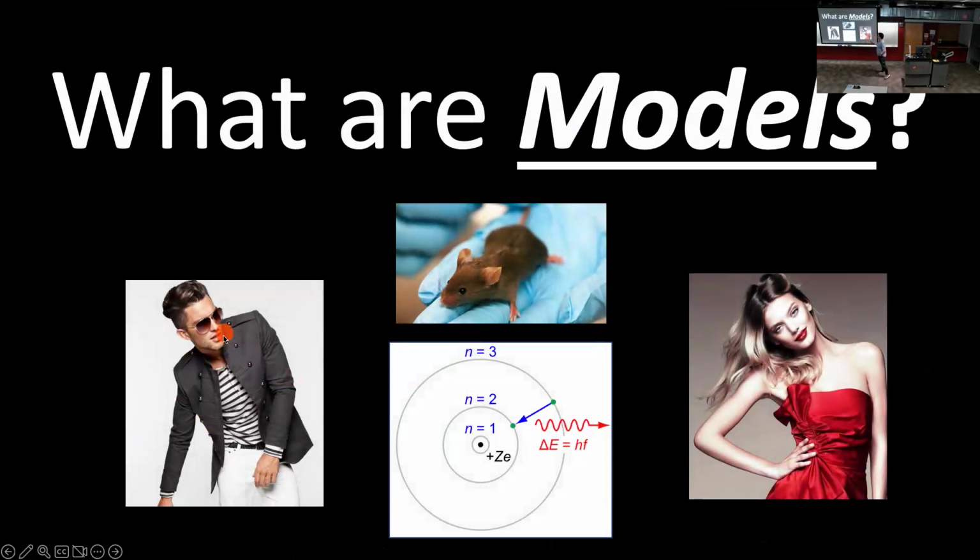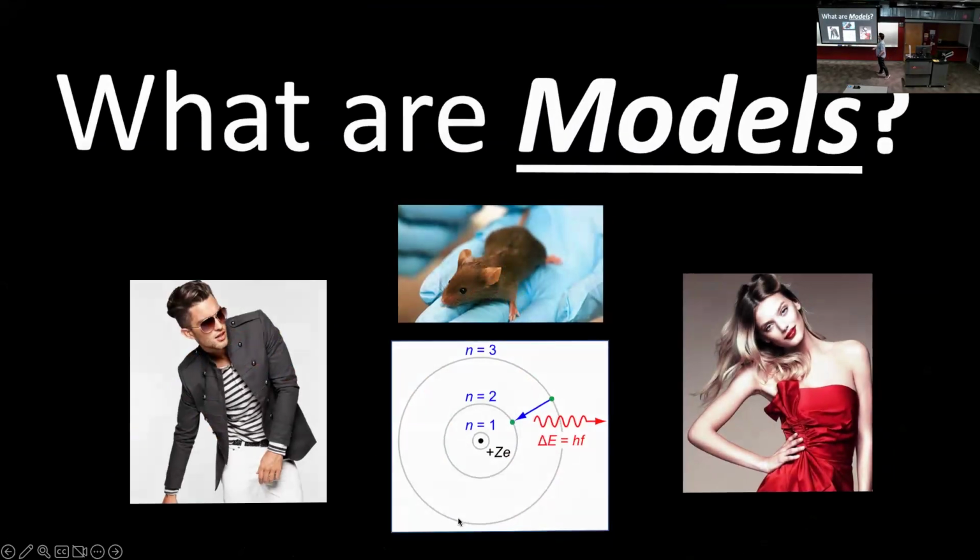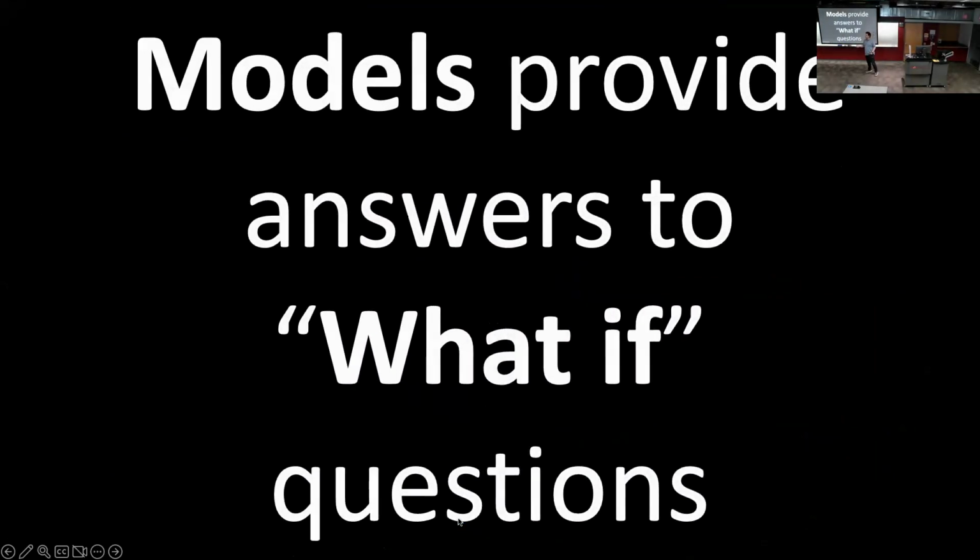So we define models. There are fashion models, animal models, and models in physics, like the model of the electron here. What these all have in common is that they are answers to what if questions. This is also my definition of an experiment. An experiment is something that helps you answer a what if question. It helps you test a prediction. A prediction is always an if-then statement. So an experiment tests to see if the then that comes after actually matches what really comes out. A model is the same thing.